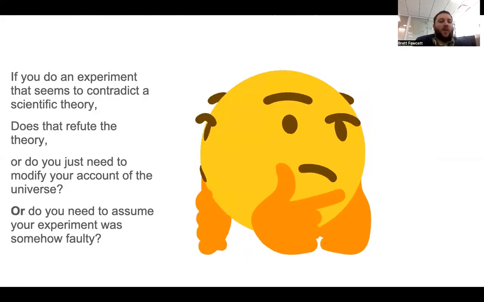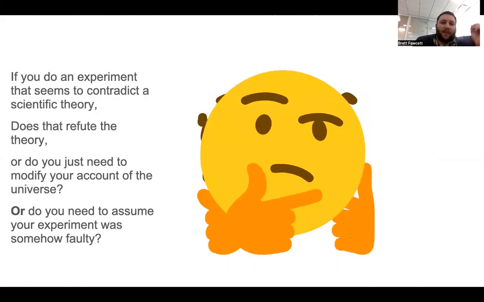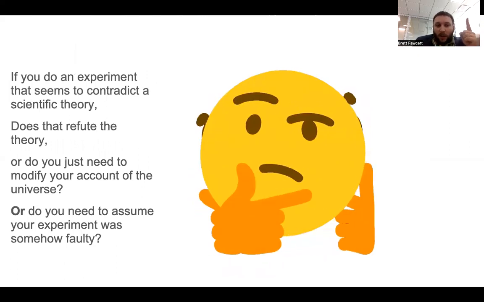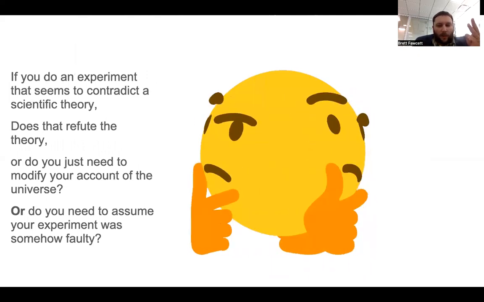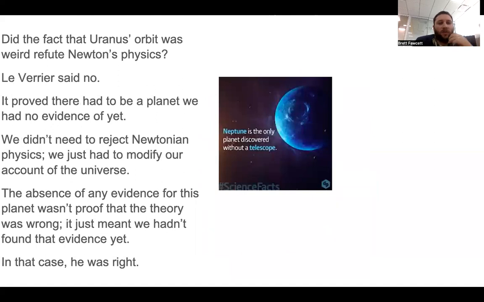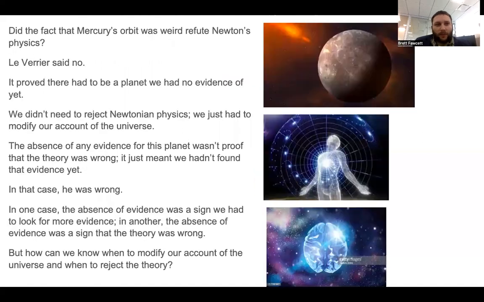Okay. So if you do an experiment that seems to contradict a scientific theory, does that refute the theory? Or does it mean you need to modify your account of the universe and keep the theory? Or do you need to assume your experiment was somehow faulty? So, for example, did the fact that Uranus's orbit was weird, did that refute Newton's physics? Leverrier said no. It proved that there had to have been a planet we had no evidence of yet. We did not have to reject Newtonian physics. They weren't falsified. Instead, we had to modify our account of the universe. So the absence of any evidence for this planet was not proof the theory was wrong. It just meant we hadn't found that evidence yet. And in that case, he was right.